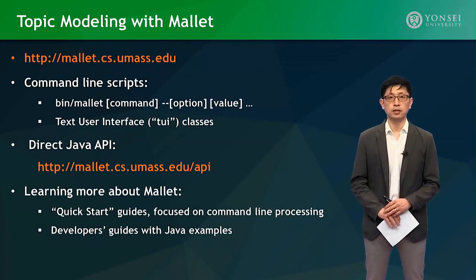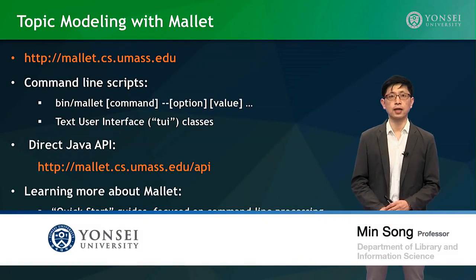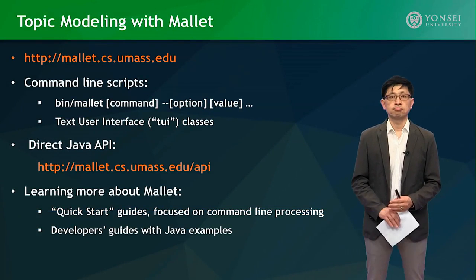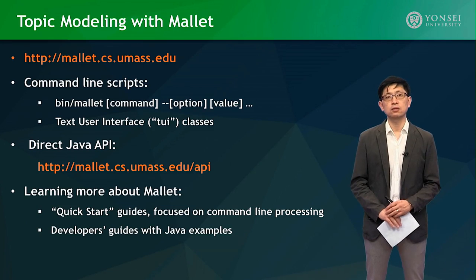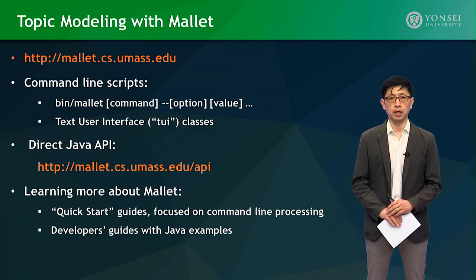Mallet is a Java-based package for statistical natural language processing, document classification, topic modeling, and many other text mining applications. The details of Mallet can be found at their homepage, mallet.cs.umass.edu.